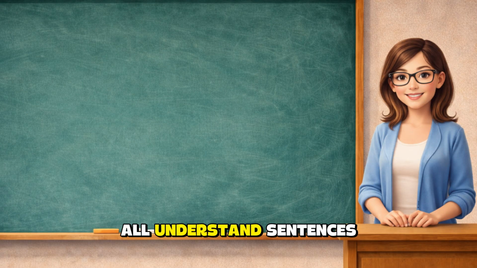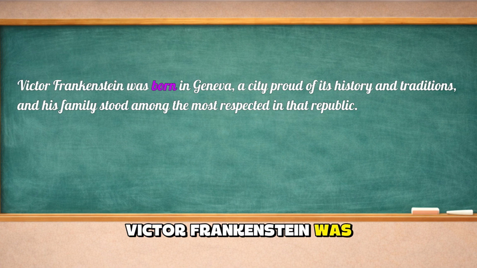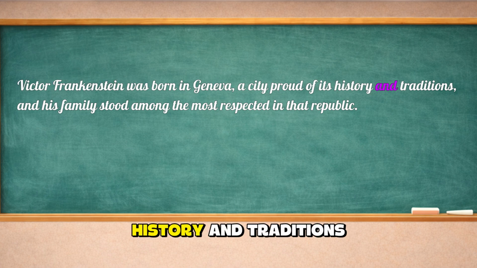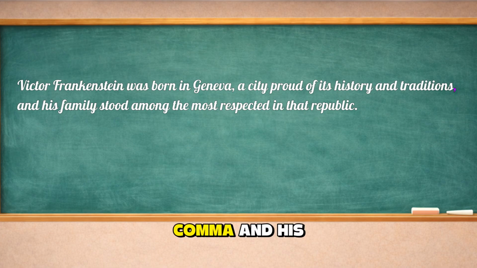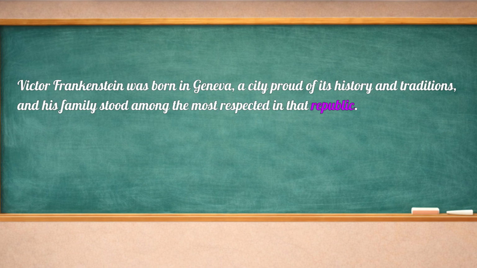Now that you all understand sentences, paragraphs, and punctuation marks, let us put that knowledge into practice and take a look at the first paragraph of our story. I'll read first, so listen carefully. Victor Frankenstein was born in Geneva, comma, a city proud of its history and traditions, comma, and his family stood among the most respected in that republic. Period. Now let me break down what I just read.